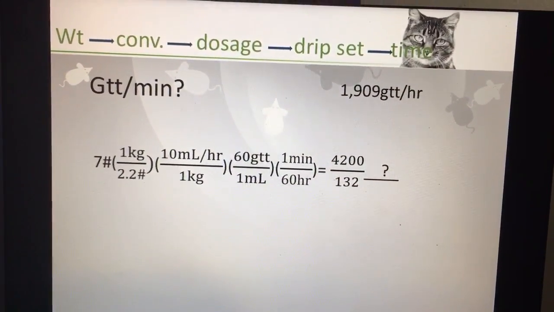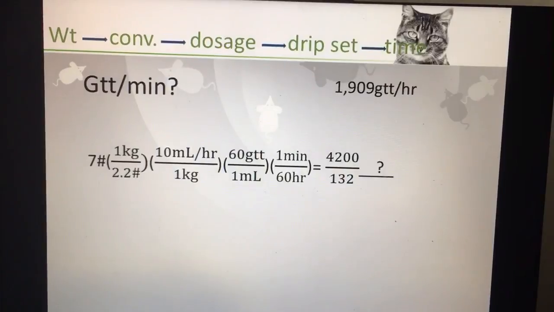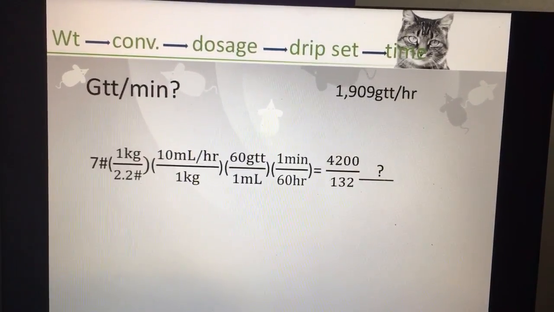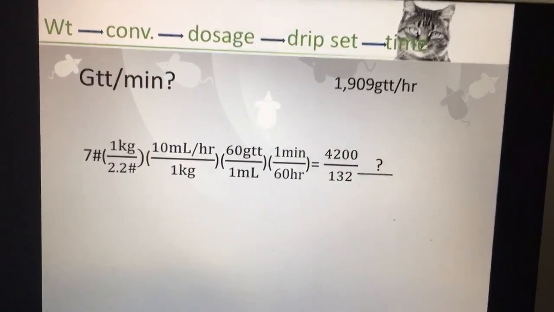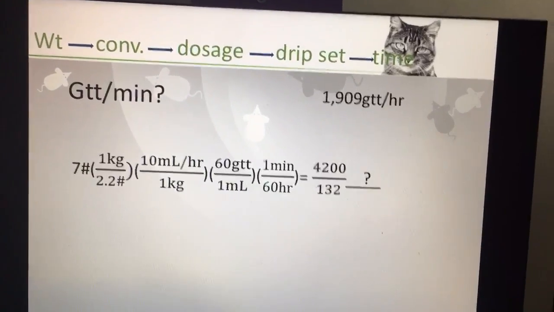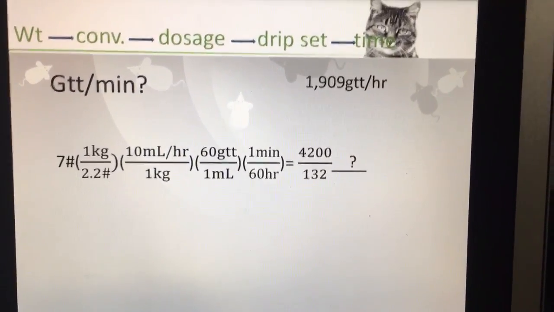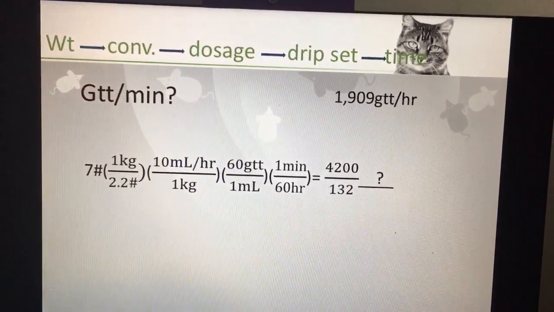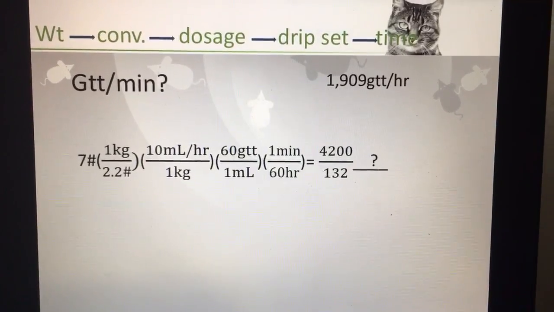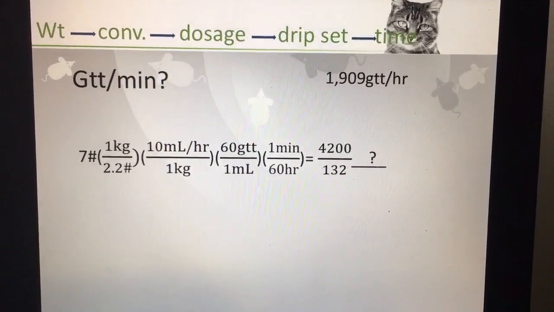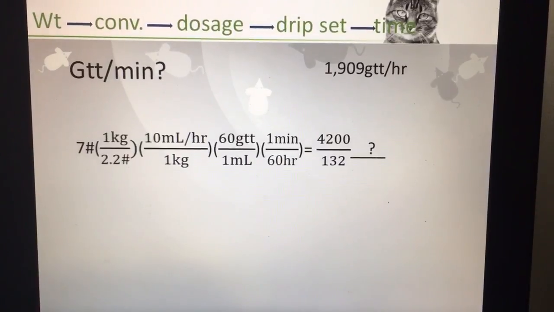Next we need to figure out the drops per minute. We already know it's 1,909 drops per hour. This is where it gets a little bit confusing when you add time. It took me a while to understand it, but just remember that if you want to divide, you put the number on the bottom, and if you want to multiply, the number goes on top.